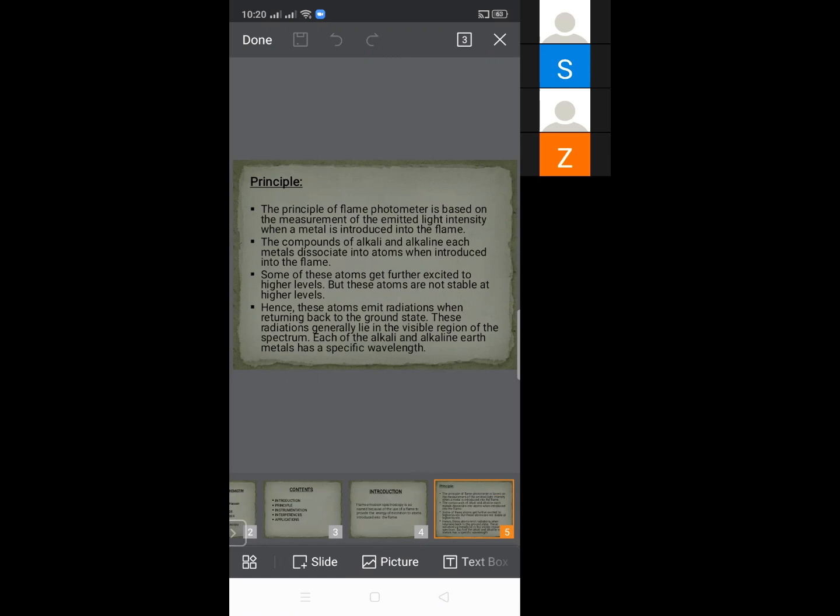The principle of flame photometer is based on the measurement of the emitted light intensity when a metal is introduced into the flame. The compounds of alkali and alkaline earth metals dissociate into atoms when introduced into the flame. Some of these atoms get further excited to higher levels, but these atoms are not stable at higher levels. Hence, these atoms emit radiation when they return back to their ground state. These radiations generally lie in the visible region of the spectrum. Each of the alkali and alkaline earth metals has a specific wavelength.